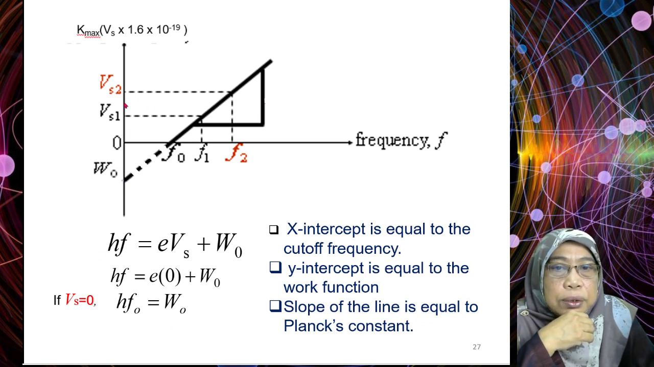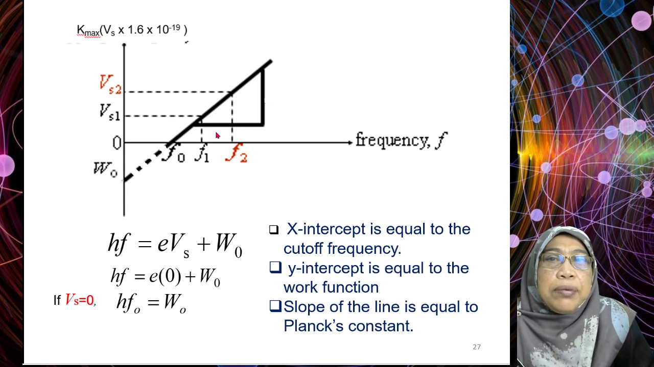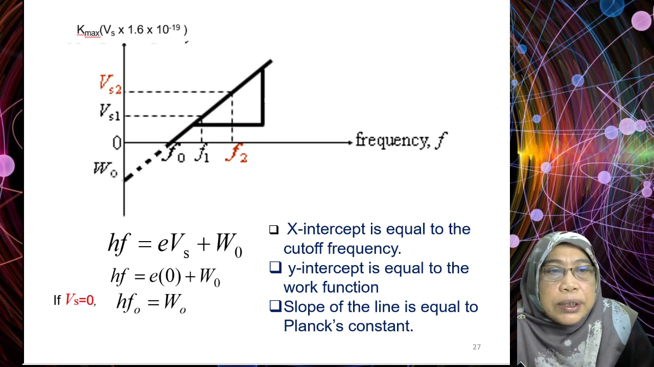At this point, Vs equals 0, so K maximum equals 0. The x-intercept will give you the cut-off frequency. And when you have a graph of K maximum against frequency, how do you get the threshold frequency? Just refer to the x-intercept.